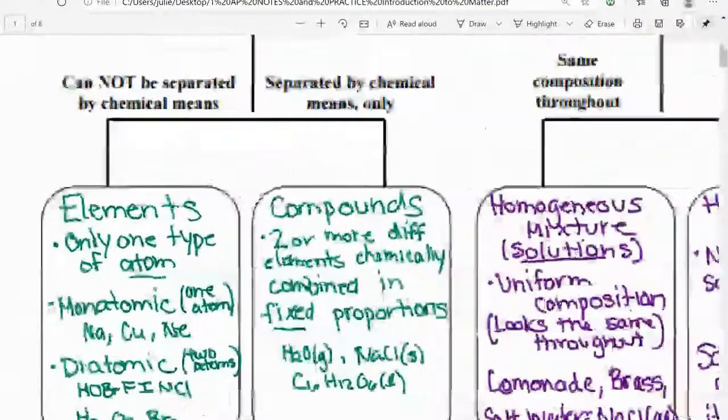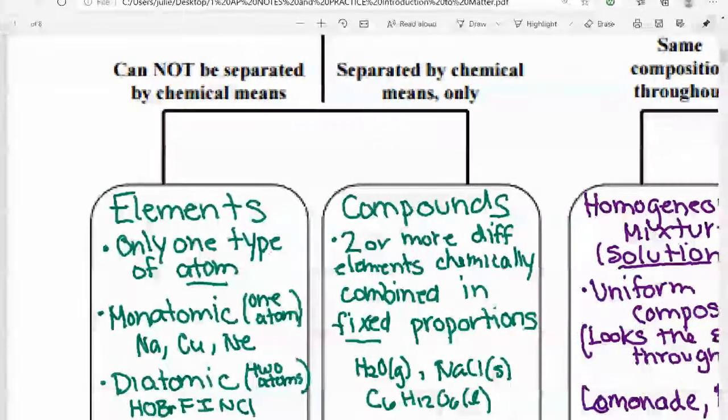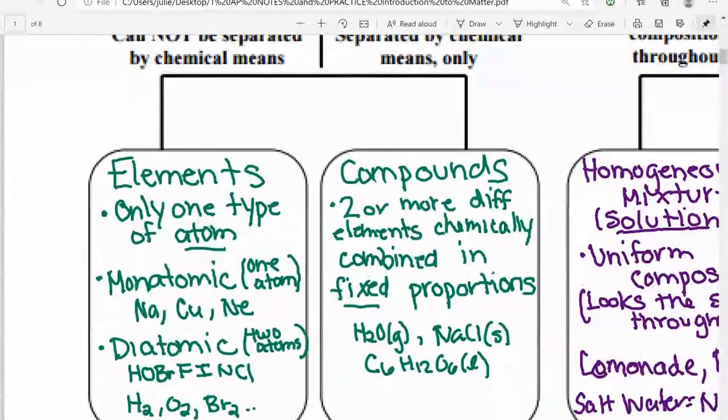Let me zoom in on the left-hand side, which is where we're going to focus first with our substances. Substances will either be an element or a compound. An element is only one type of atom, so all atoms within an element have to be the same element. One big thing you're going to want to keep track of is that we have monoatomic elements, which are most of our elements on the periodic table, something like sodium or copper or neon, which is a gas at STP.